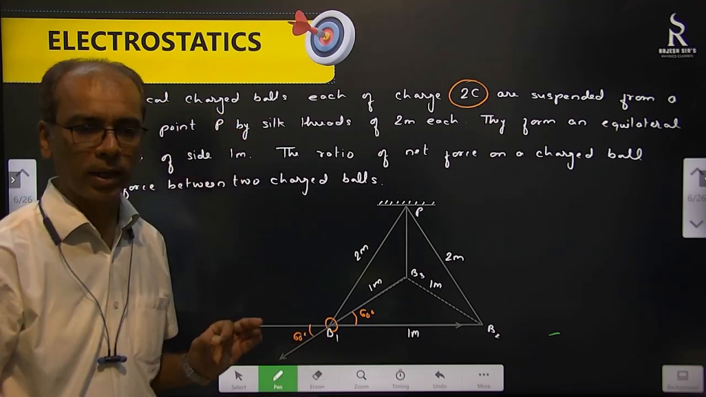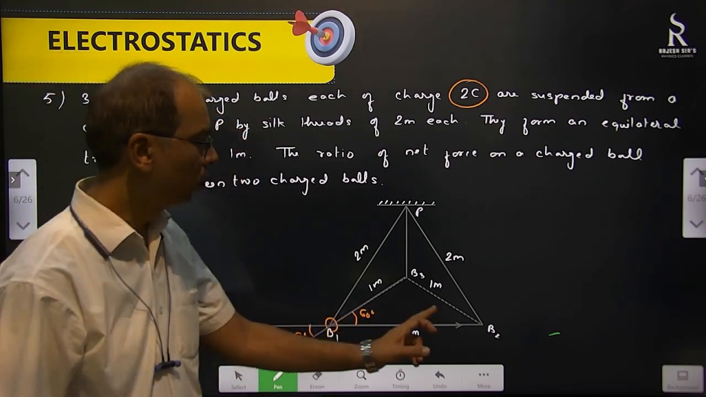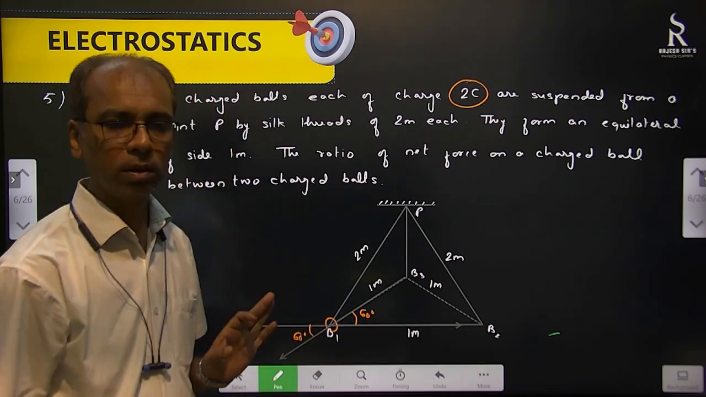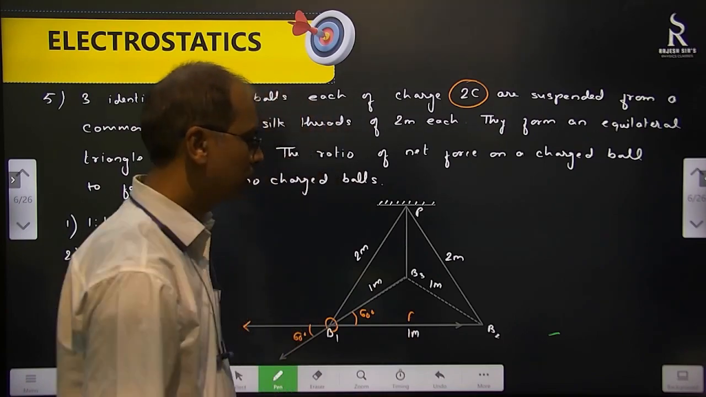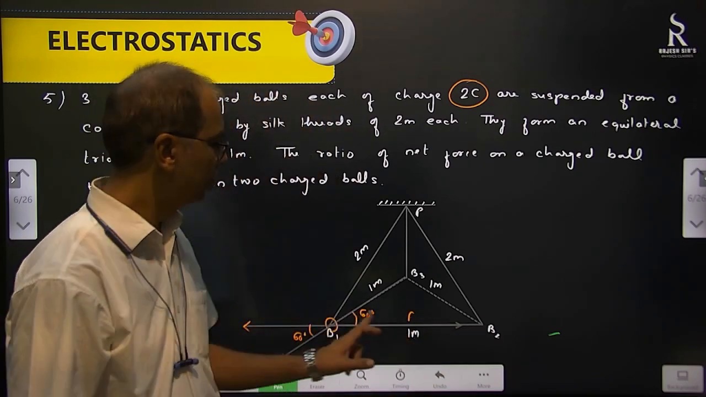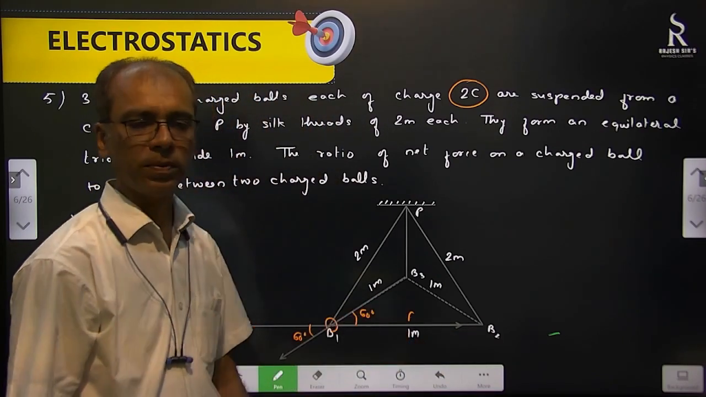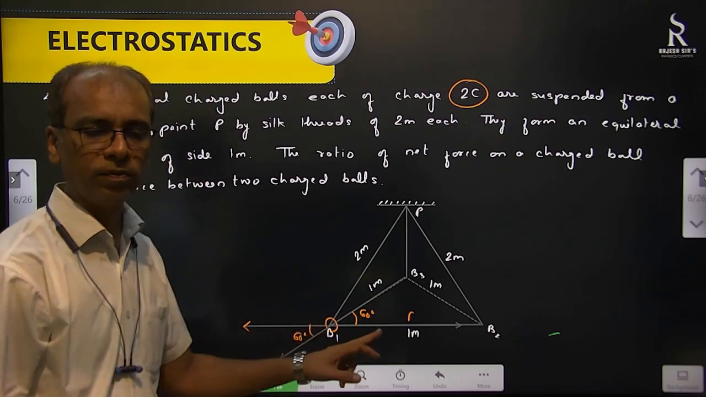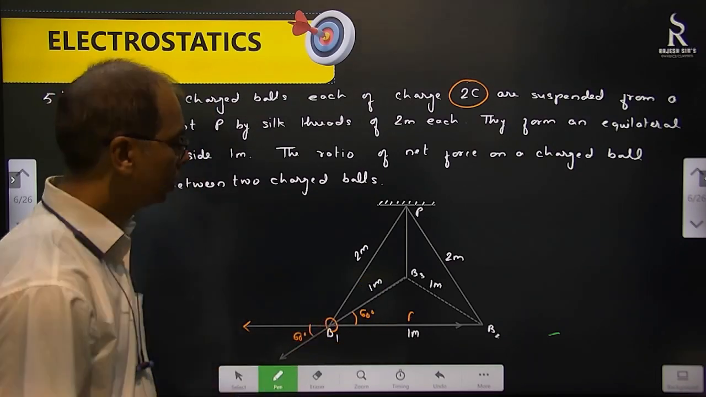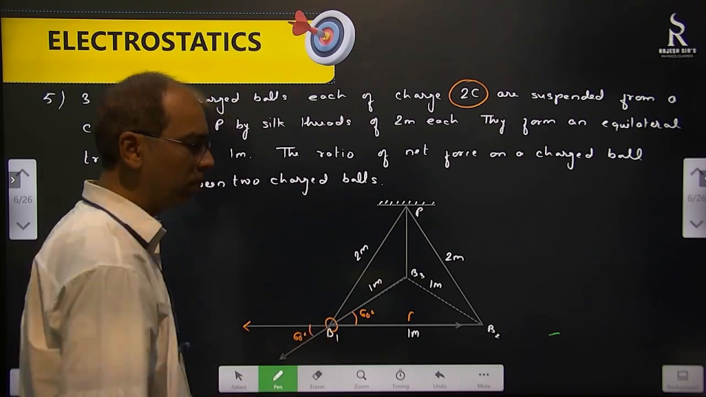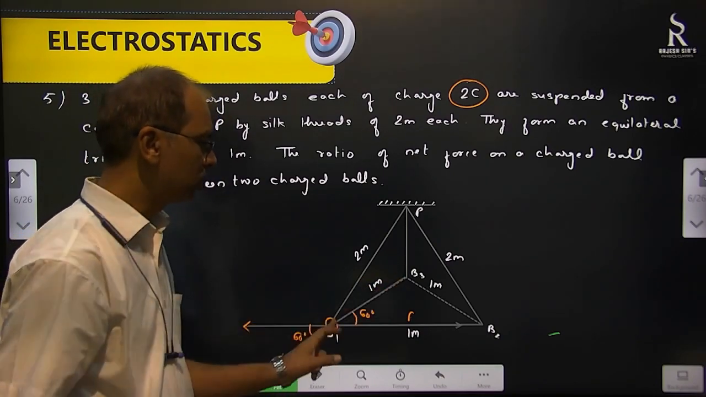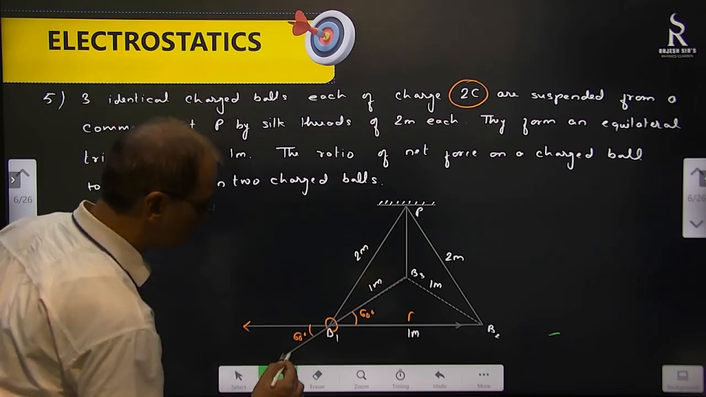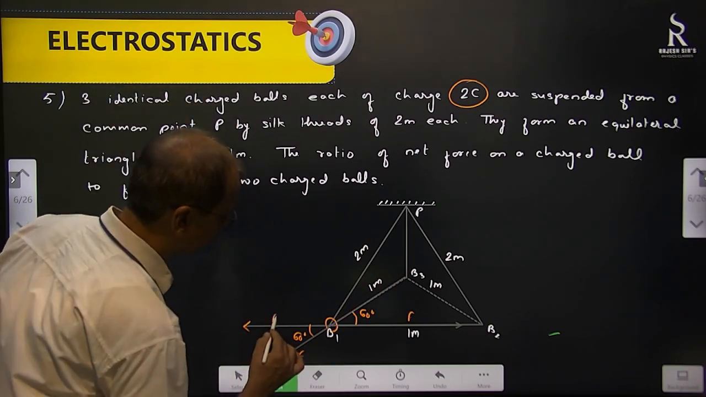Now let's assume the force applied by B2 on B1, its magnitude is F. Here the charge is 2 coulomb, here the charge is 2 coulomb and the separation is 1 meter. So the value of the force they are applying is F. And the force B3 is applying on B1 is also F, because here also the separation is 1 meter and these two have the same charge. So this is F and this is also F.